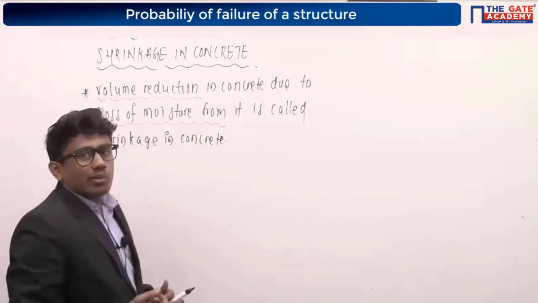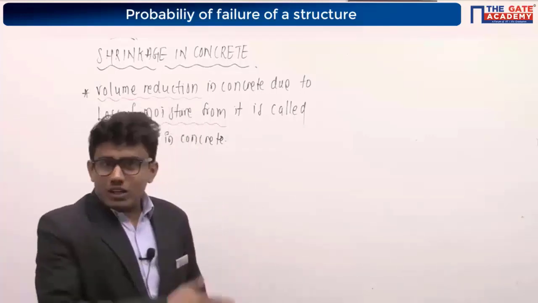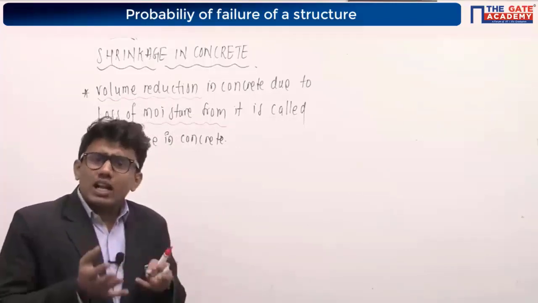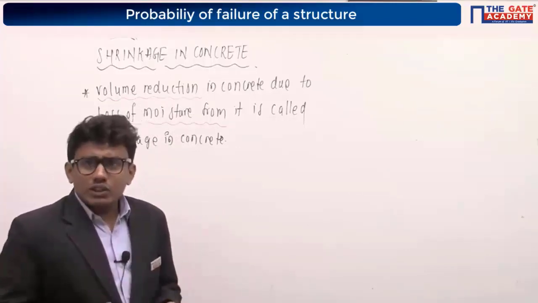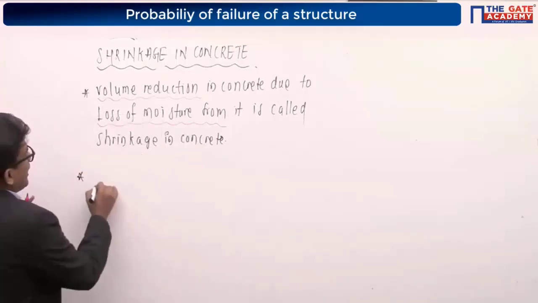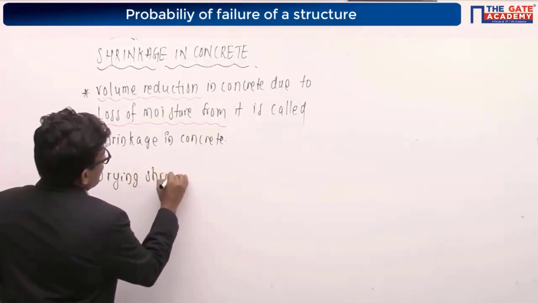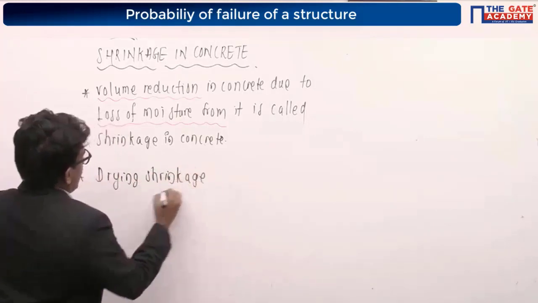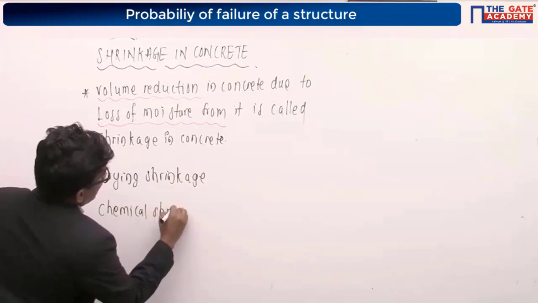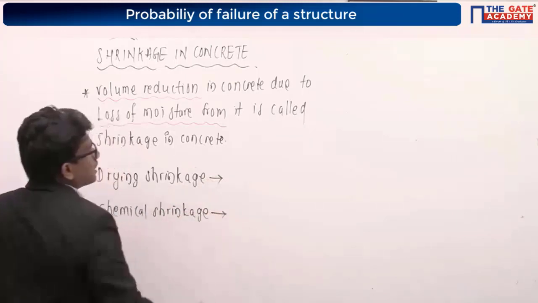Tell me, will shrinkage depend upon time or what? Creep was depending upon time. Will shrinkage depend upon time? Exactly. Shrinkage will also depend upon time. See, there are two types of shrinkages. First one is called drying shrinkage, and second one is called chemical shrinkage. Drying shrinkage and chemical shrinkage.